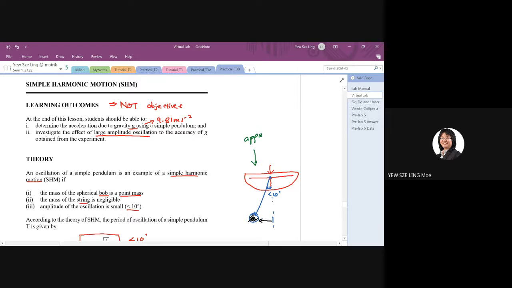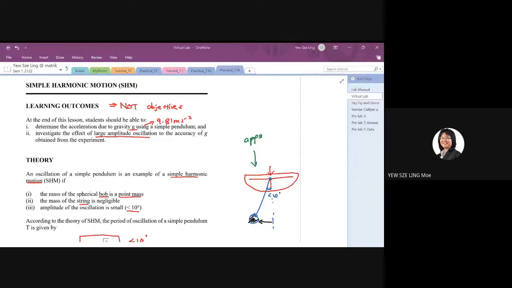So we're done with the virtual lab. So far, for every experiment, I've walked you through how to conduct the experiment, the dos and don'ts in the experiment. So do you have any questions?